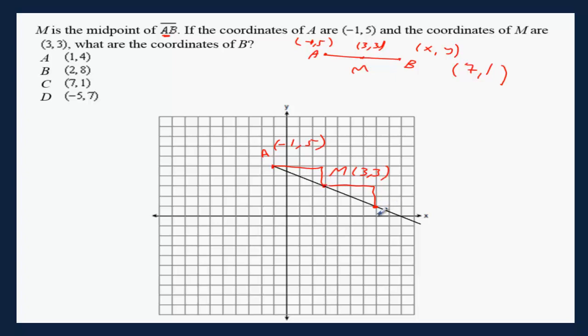If this is the midpoint, this one is point B. You're going to move 1, 2, 3, 4, and 2 down, the same thing. You get B. B is 1, 2, 3, 4, 5, 6, 7, and 1. 7 and 1. This is the other end point of this segment.